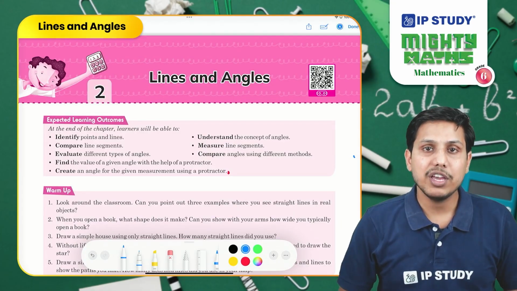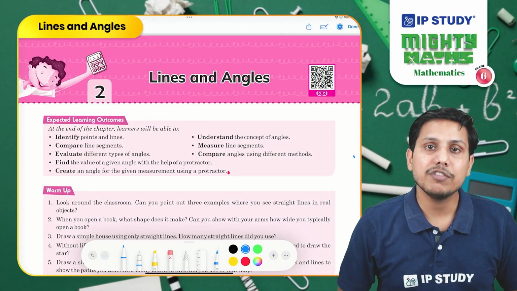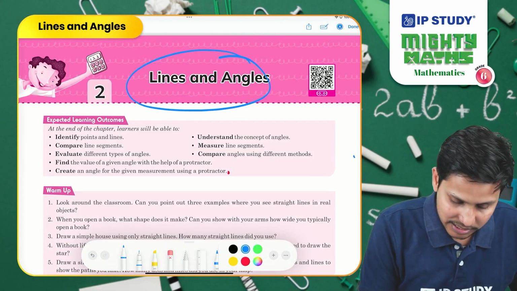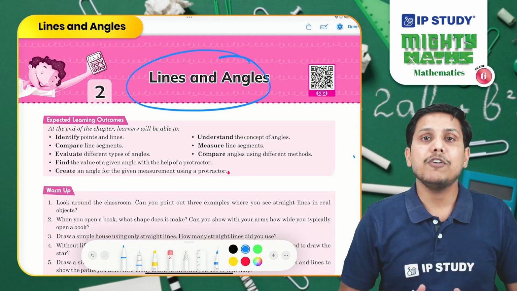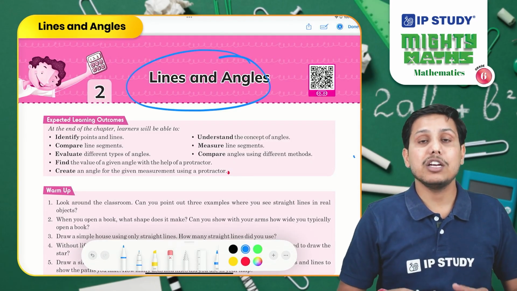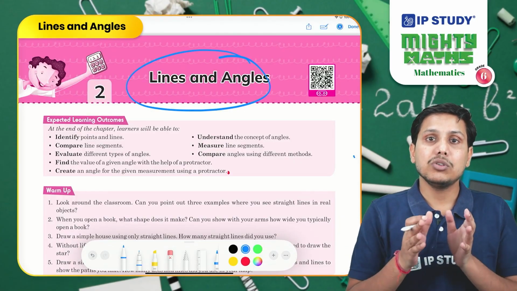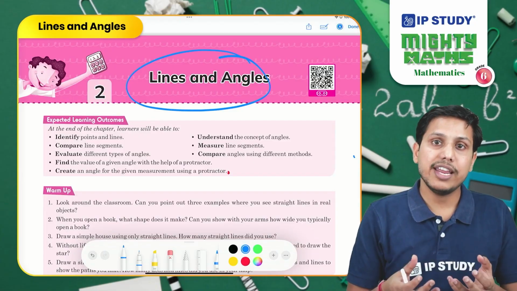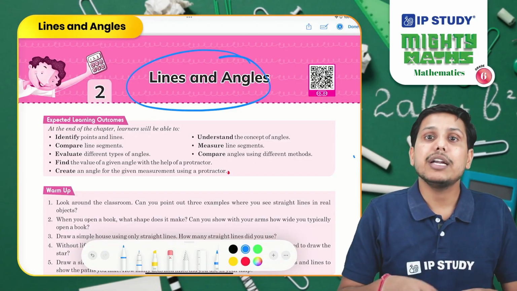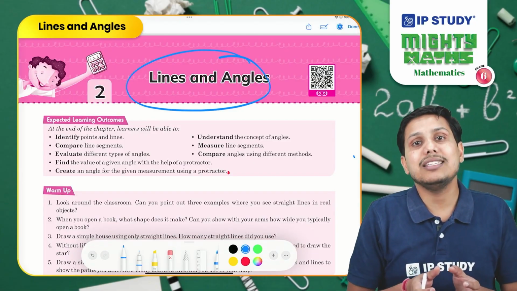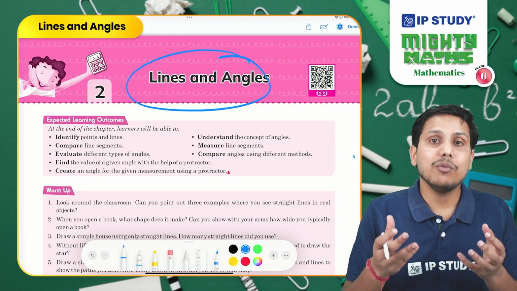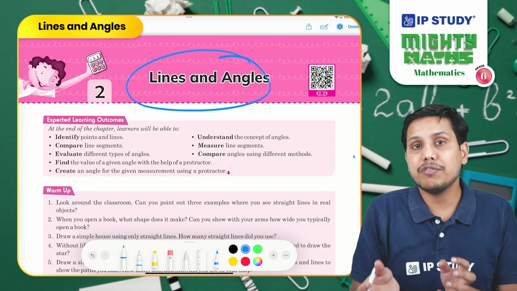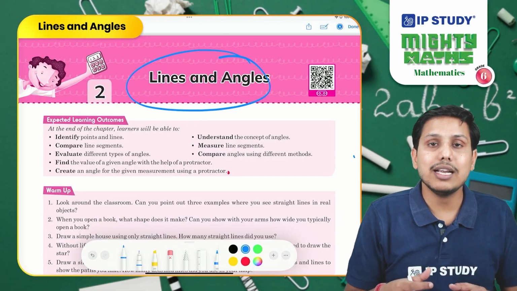In this video, we are going to cover the second chapter of grade 6 and the name of the chapter is Lines and Angles. Students, first of all, let us see what are the different topics we are going to cover under this chapter. So the different topics will be points, line segment, lines, rays, how to measure a line segment, how to compare two line segments, and then we'll see what is an angle, how angle is formed and what are the different kinds of angle, how to measure angles, etc.